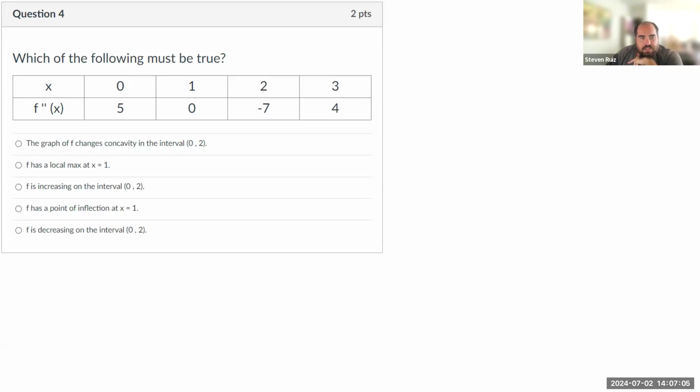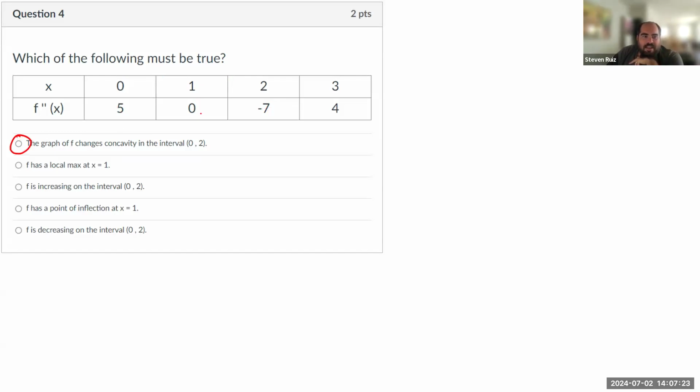So it's concave up. So it goes from concave up to concave down. Sorry, concave up to f double prime of 1 is 0. So I'm going to circle that one. I think that one has to be true, but let's keep looking.